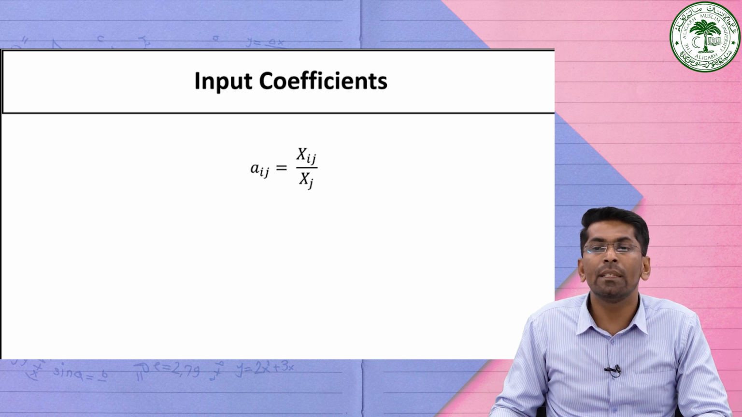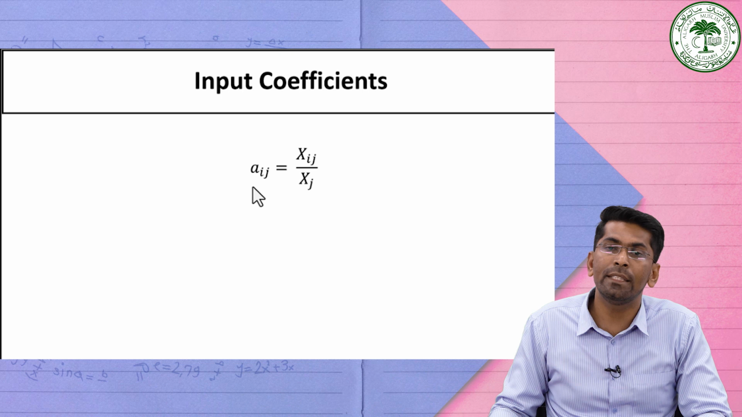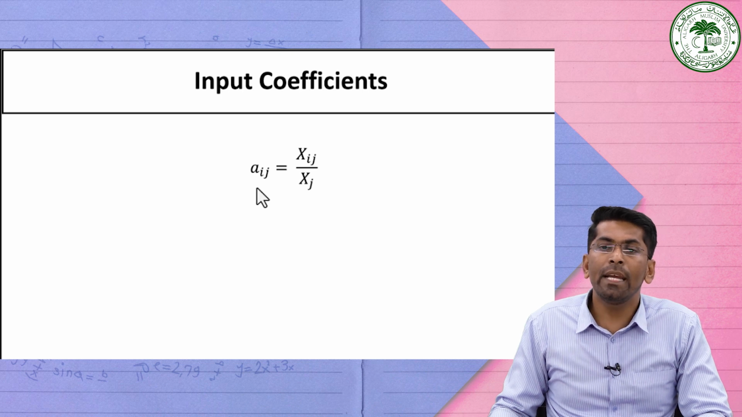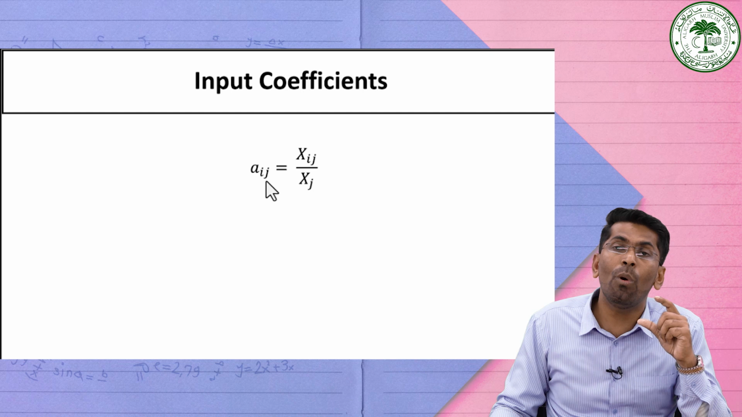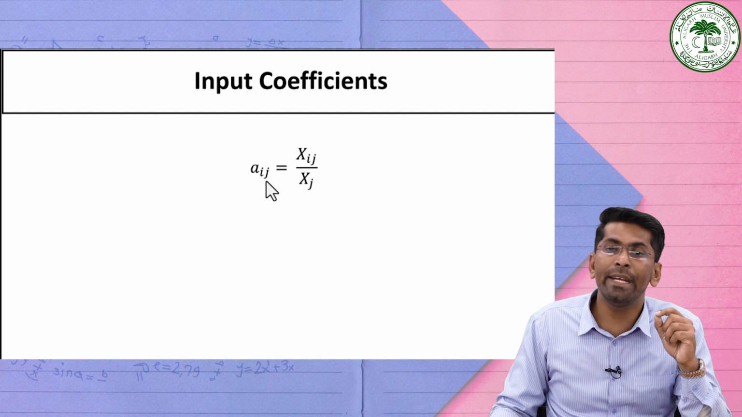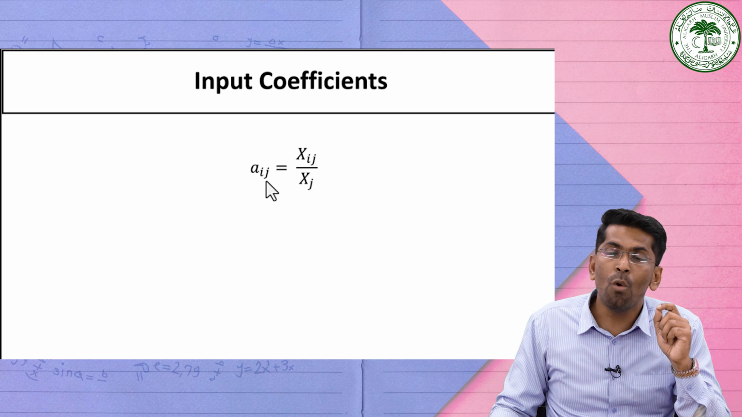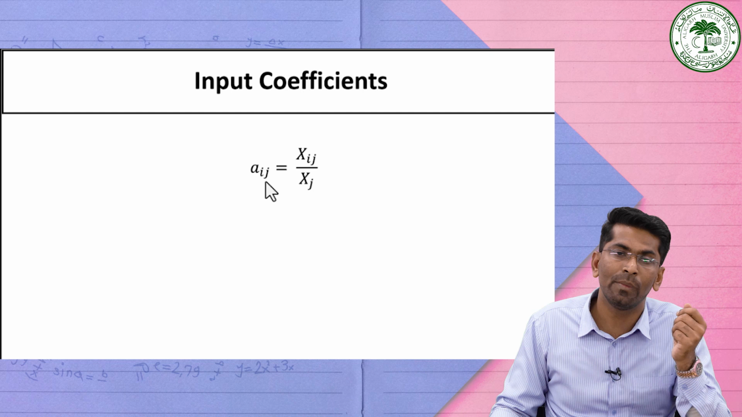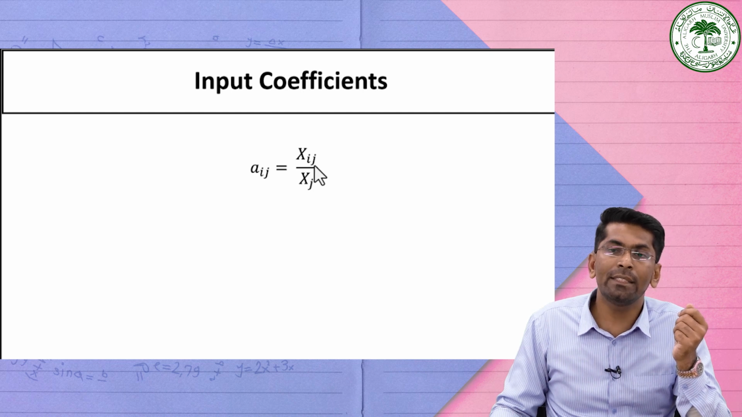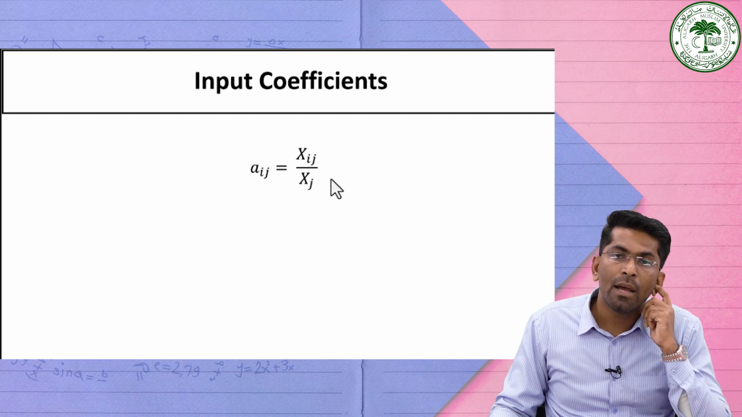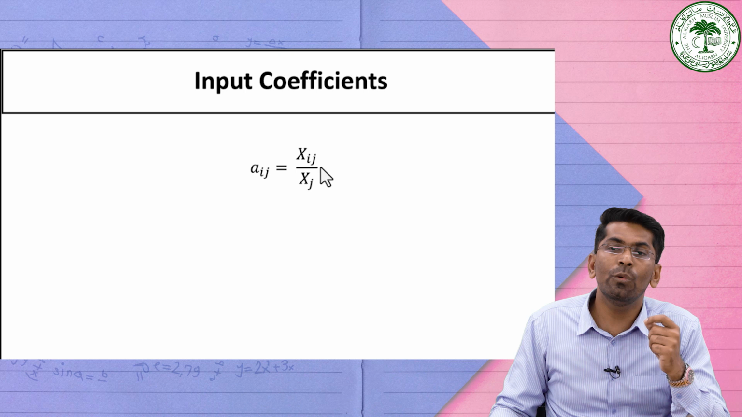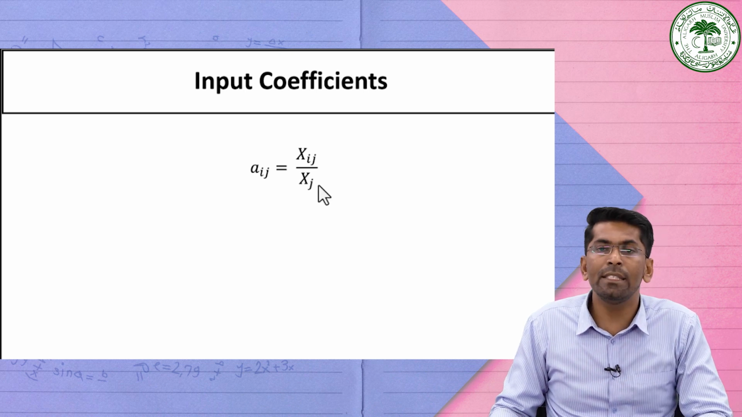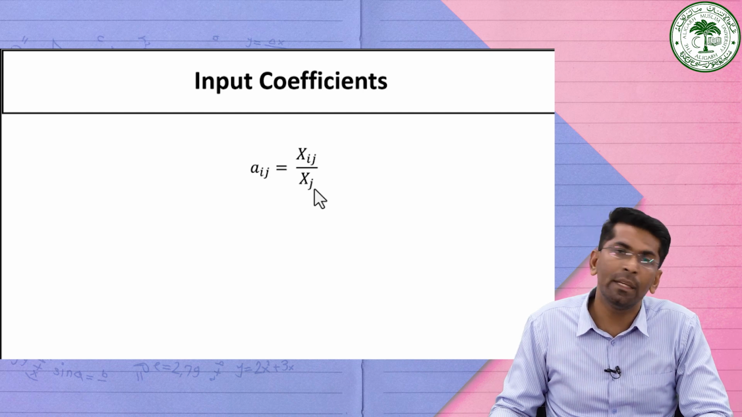Here aij represents the technical coefficient. This is generally known as the technical coefficient, or the proportional coefficient, indicating the relationship between the output of one sector and the input requirement from another sector. Xij represents the amount of output produced by sector i that is used as an input for sector j, and Xj is the total output produced by the jth industry.